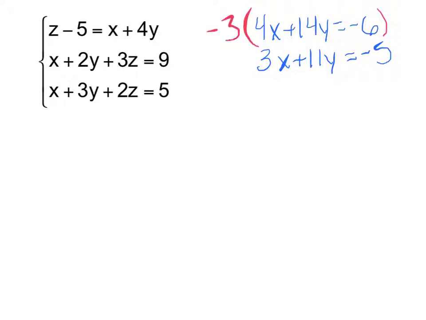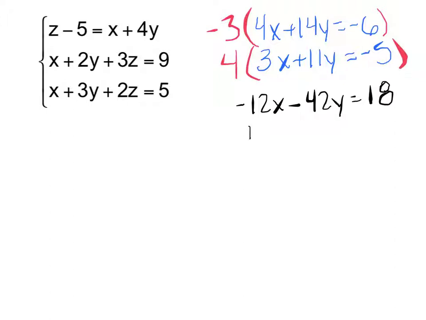So I'm going to multiply it by negative 3. I'm going to make the next one the positive 12, so I'm going to multiply by 4. This way we're going to end up with opposites for our x's. So we're going to end up with negative 12x minus 42y equals positive 18. Then in the next one, 12x plus 44y equals negative 20.